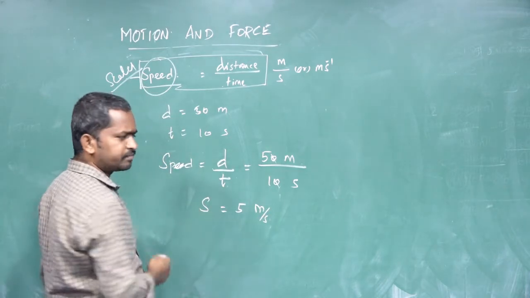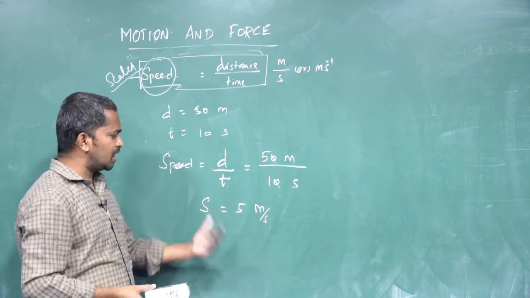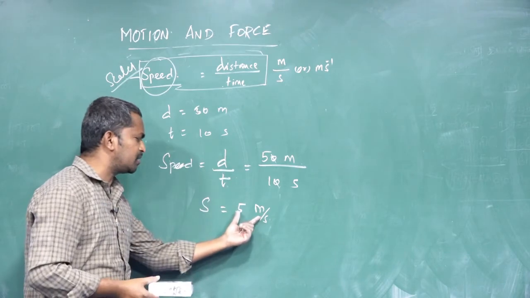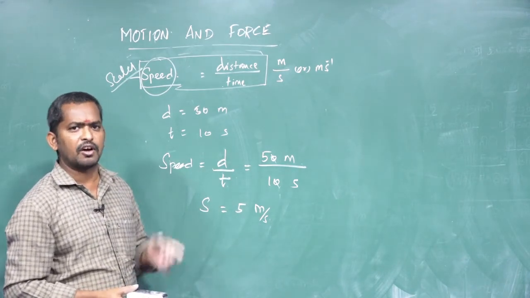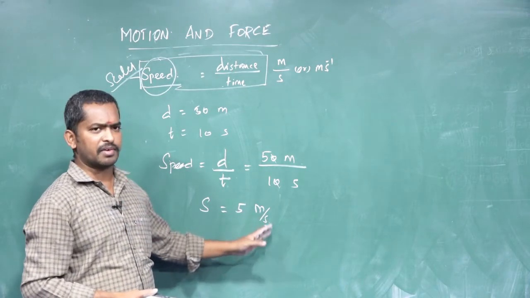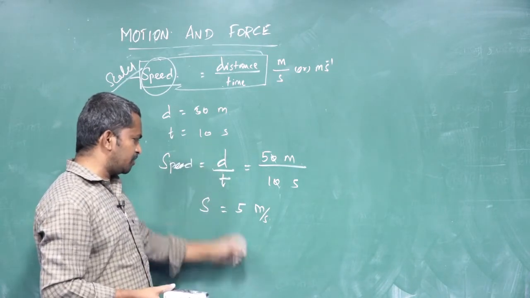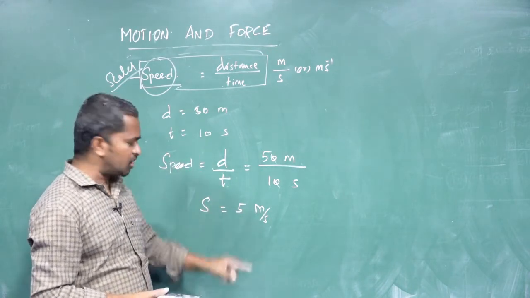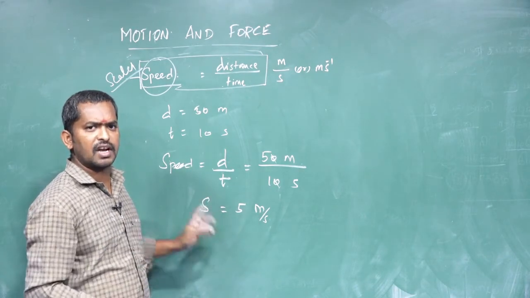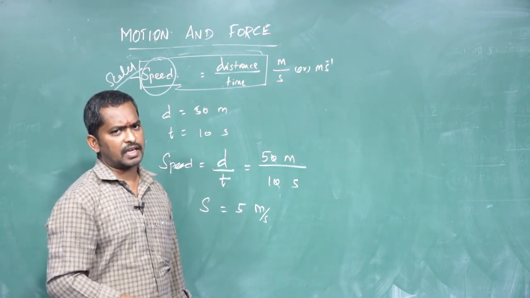What is the meaning? Speed equal to 5 meters per second means the object or person covers 5 meters of distance in each and every second. That is the speed of the person or the speed of the object. Speed is equal to 5 meters per second.